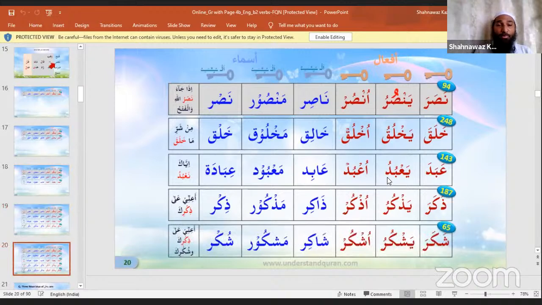Shakara is also on the Bab Nasara. So Shakara, Yashkuru, Ushkur, Shakir, Mashkur, and Shukr. Right? Shakara is he thanked, Yashkuru, he is thanking, Ushkur, order of thanking, Shakir, the one who thanks, Mashkur, the thing that is thanked, and Shukr is thankfulness. Right. This is all revision. We don't have anything heavy in grammar today, but whatever we have done, just keep revising that because the small differences that are there should be picked up well and should not be missed.